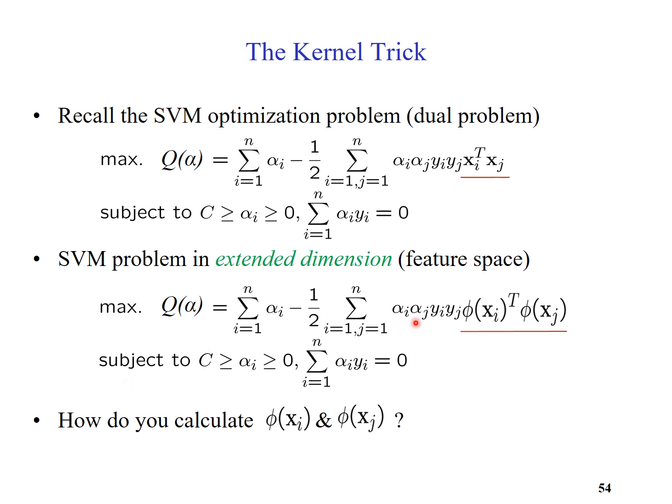But the problem is we do not know this mapping, this pi xi, pi xj. We have no idea, because we do not know the dimension and we do not know the configuration. I told you in the previous slide. So that's the problem. We are stuck, and the SVM gets stuck here.